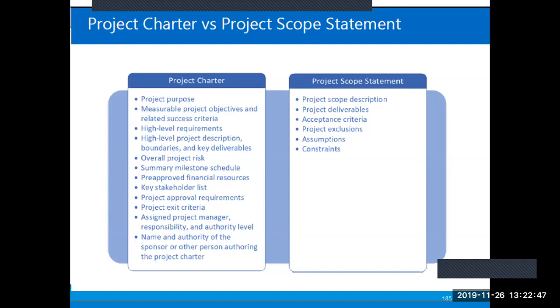Okay. High level requirements, high level project description, boundaries and key deliverables, overall project risk, summary milestone schedule, pre-approved financial resources, key stakeholder list. This is what is contained in the project charter. Okay, so key stakeholder list, project approval requirements, project exit criteria, assigned project manager responsibility and authority level, name and authority of the sponsor or other person authorizing the project charter. Now you have the project scope statement made up of project scope description, project deliverables, acceptance criteria, project exclusions, assumptions, constraints.